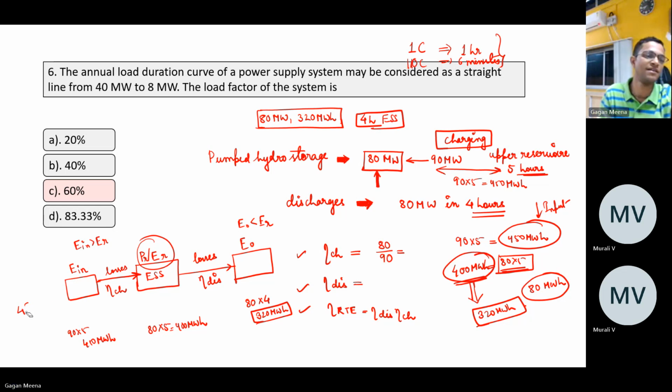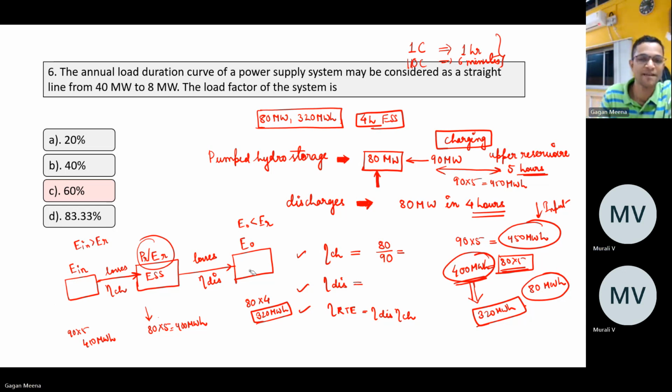Just to explain, it will change also. If the input is this much, there is some loss. Although we are giving an input of 90 megawatts for 5 hours, it is only charged to 80 megawatts. I am saying that if we are charging it for 5 hours and 90 is more than its rated capacity, then it will only be charged up to 80. So for 5 hours, it will store only 80 into 5.